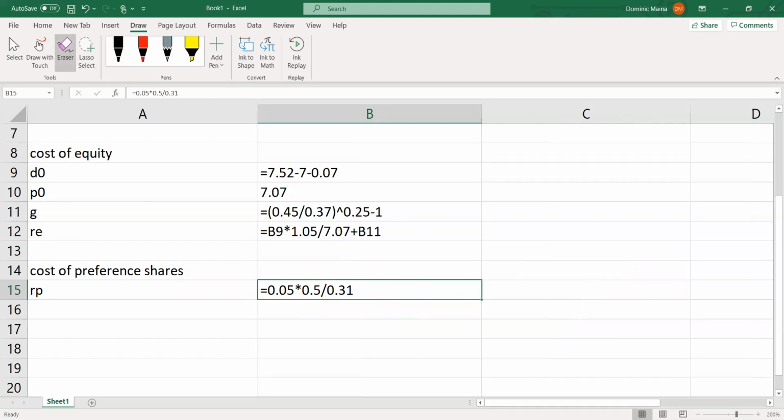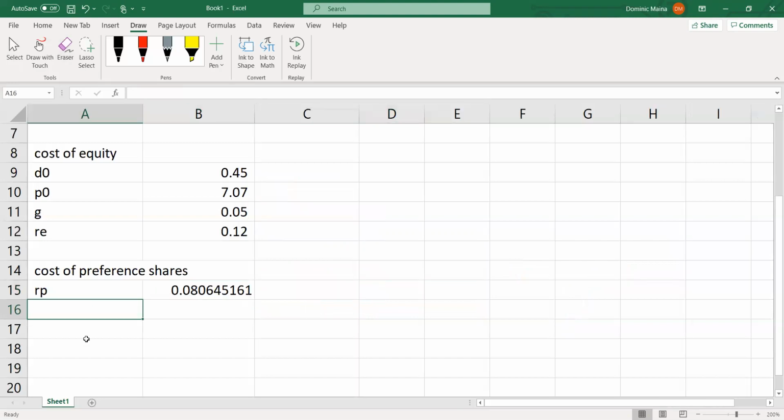As I mentioned, don't forget, don't show the formula separately. Just have it on the cell itself. Don't have a separate cell to show the formula used. The examiner can see the formula used on the cell itself. That's the cost of preference shares.